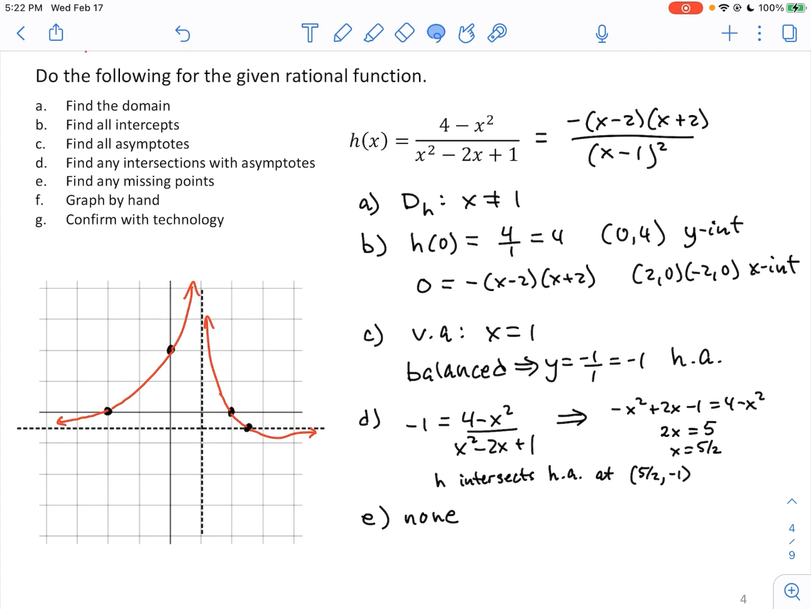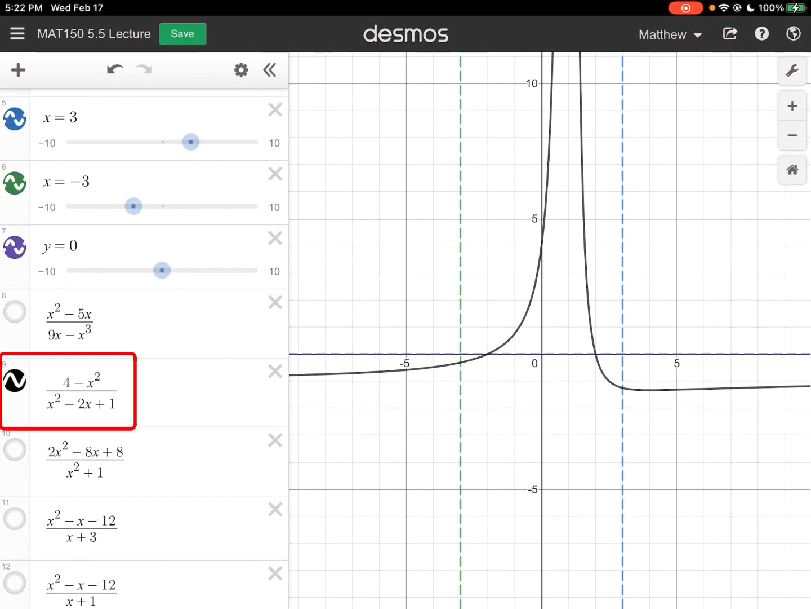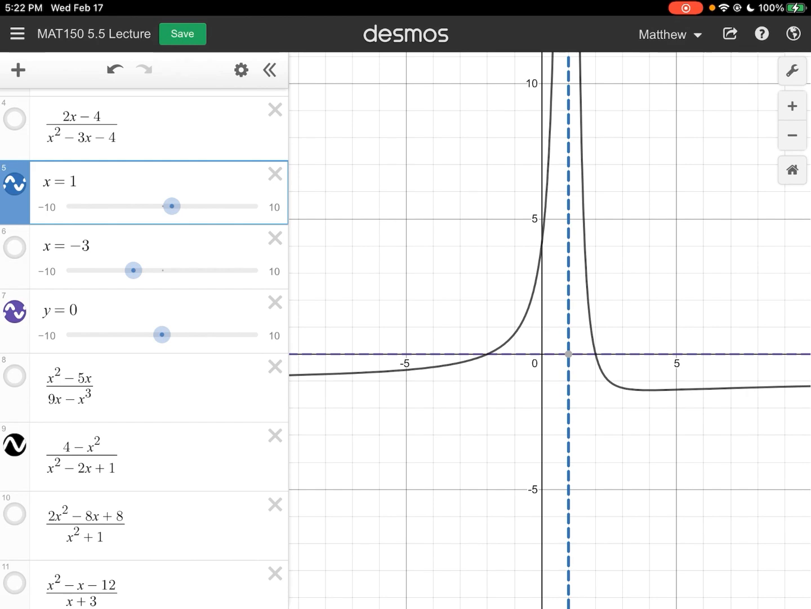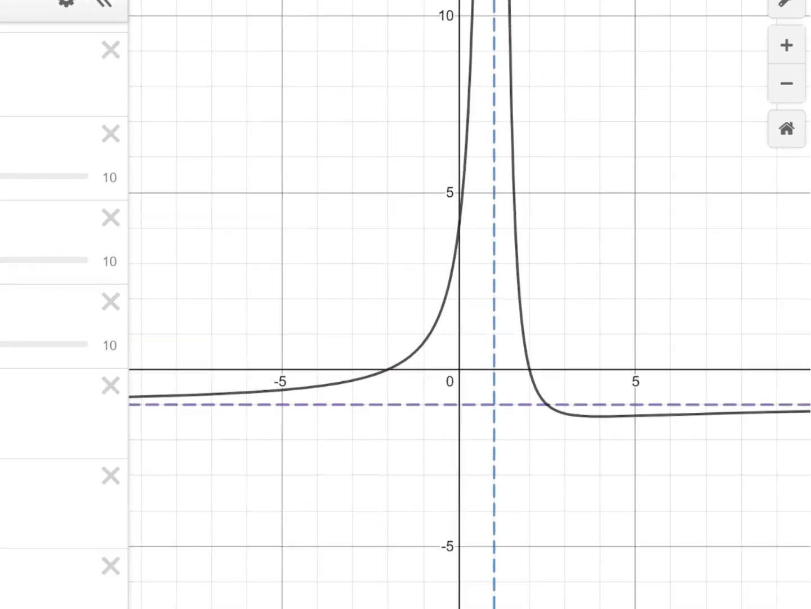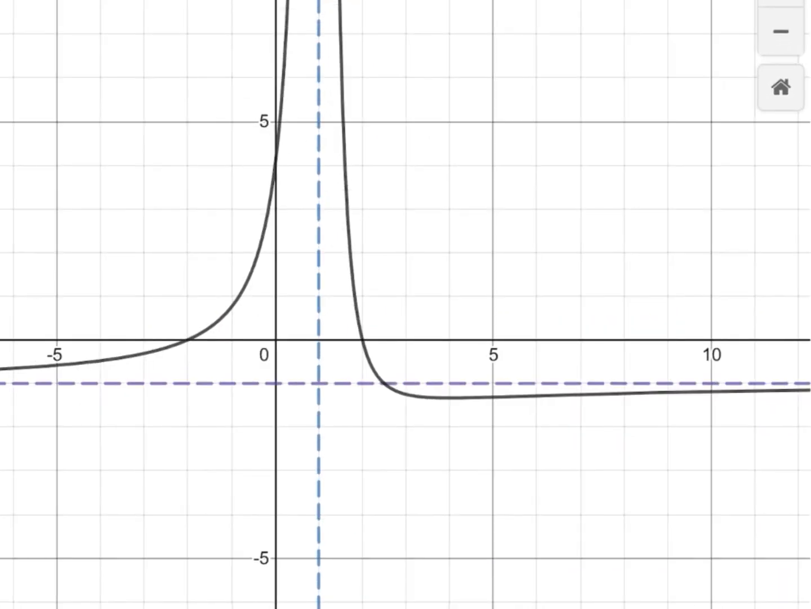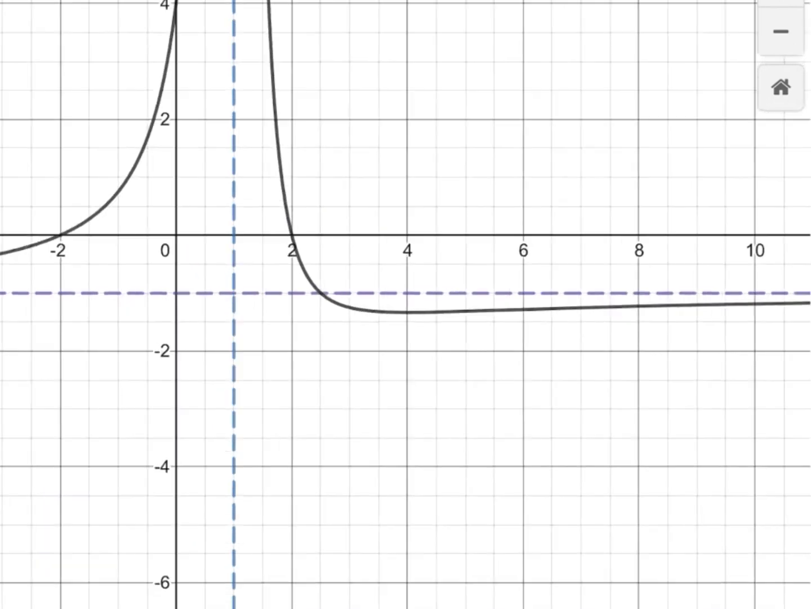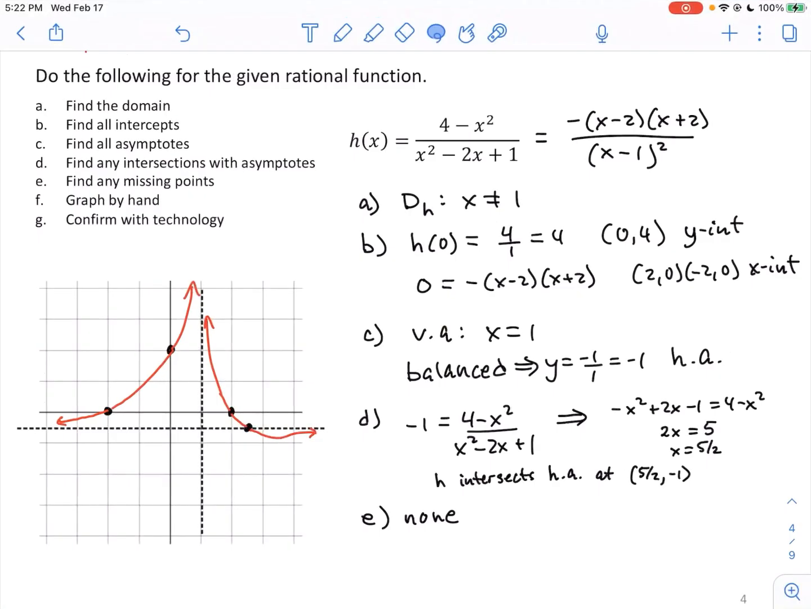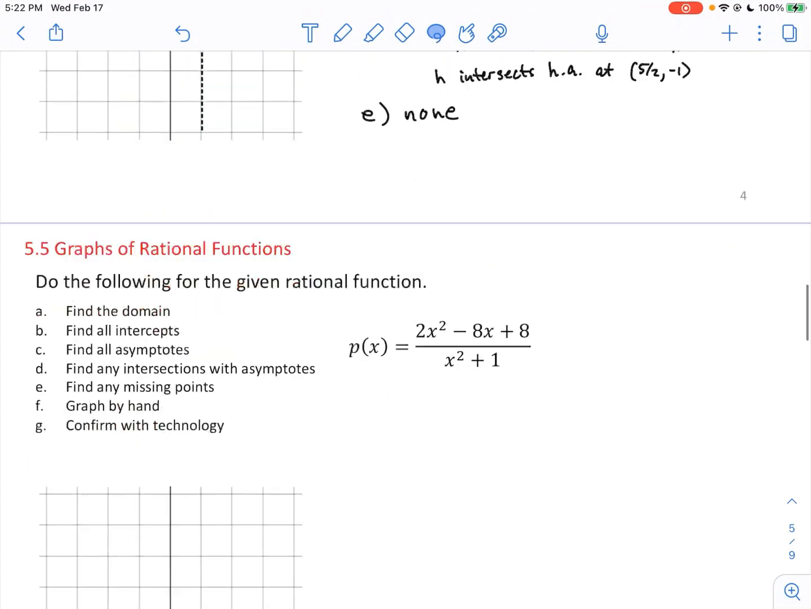Now let's go over to technology and graph this one. Let's move our vertical asymptote to x equals 1. Hide the other one. We don't need that one. And the horizontal asymptote was y equals -1. And notice what's going on here. We do have it crossing the horizontal asymptote and then following it from beneath it. And over here we have it following the horizontal asymptote above it. Confirming our image here.